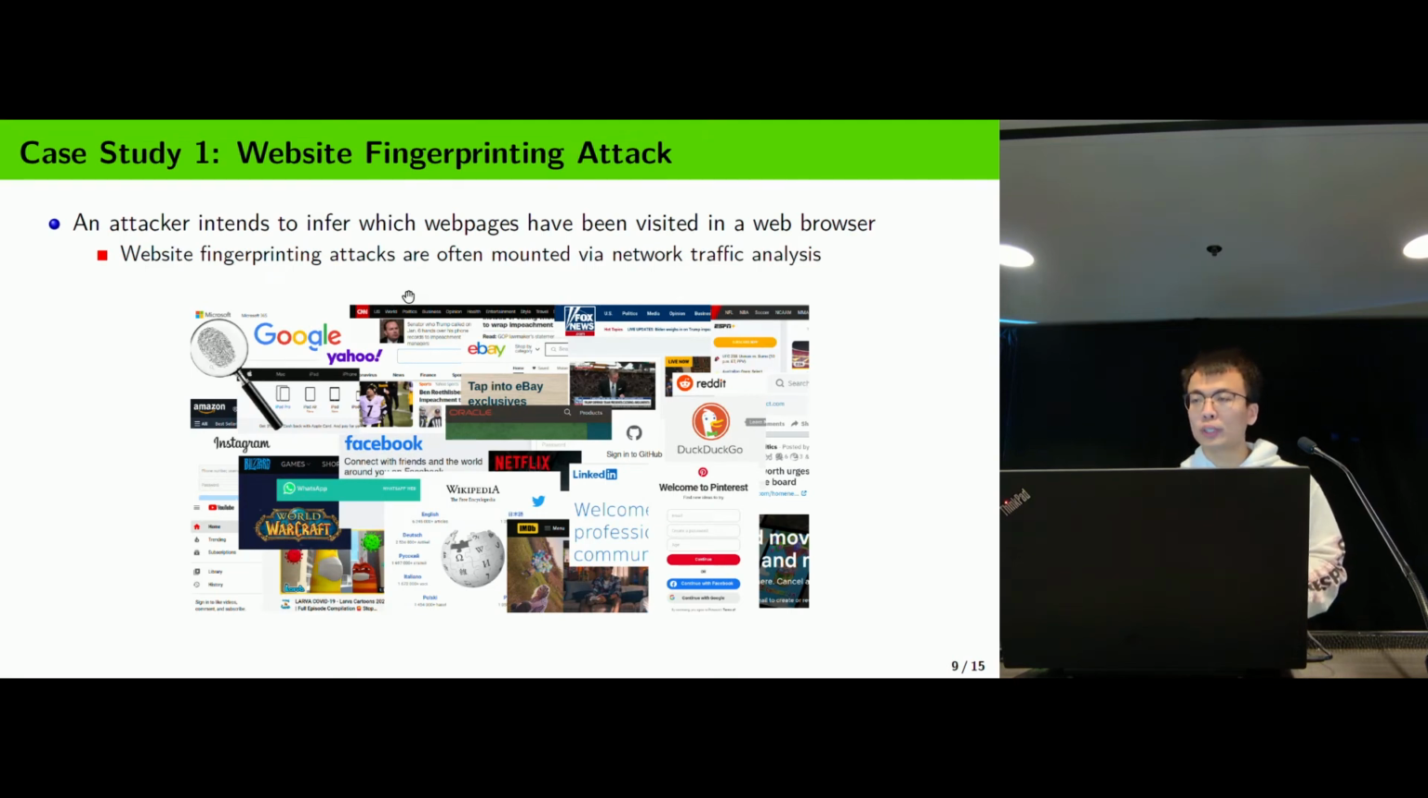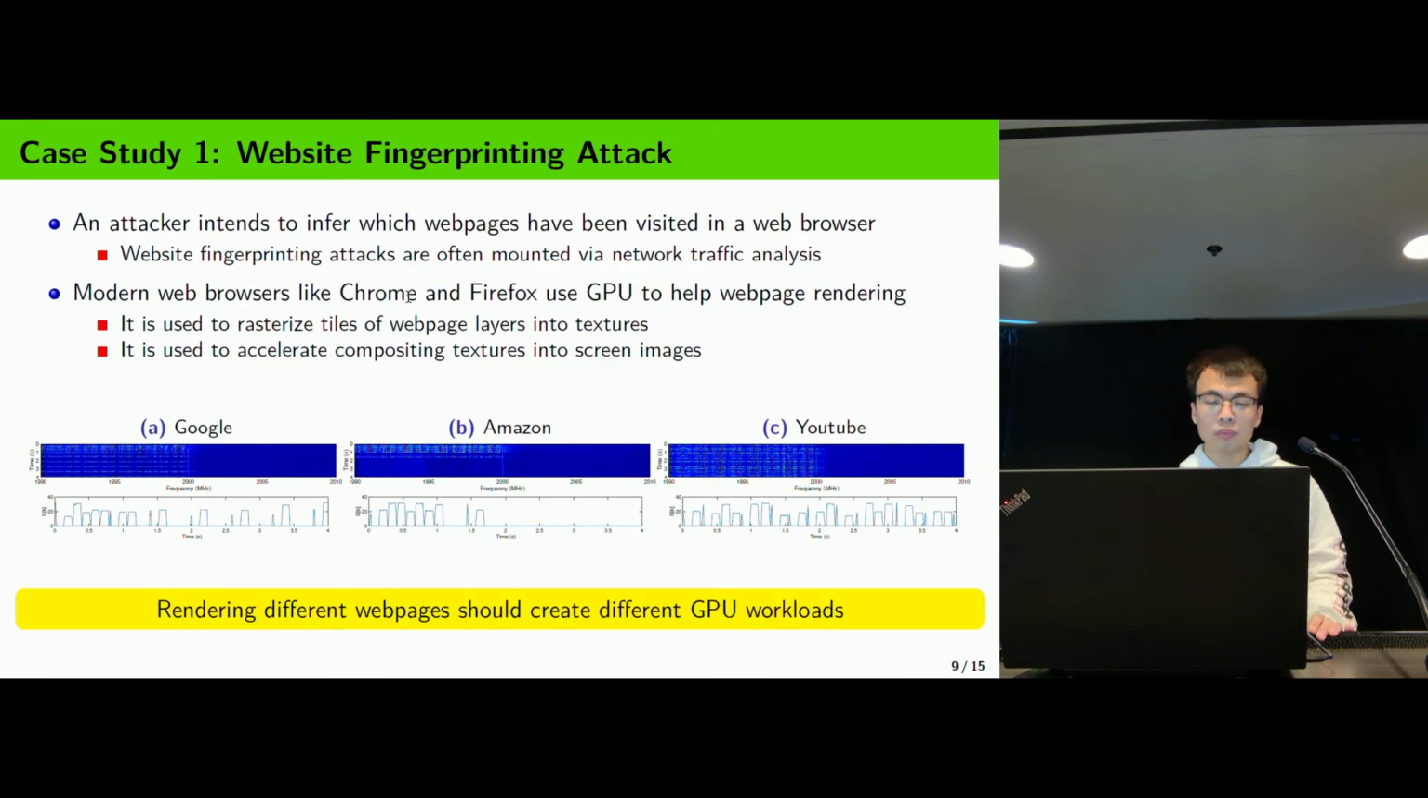So we performed 2 case studies exploiting this leakage. The first is the so-called website fingerprinting attack, which is to infer which web page is visited by a user. Basically, modern web browsers use the GPU to help website rendering, like rasterization and image composition. So rendering different web pages will create different workload patterns, which of course will create different performance level switching behaviors, as demonstrated by these examples. So an attacker can use this information to know which web page is being visited.